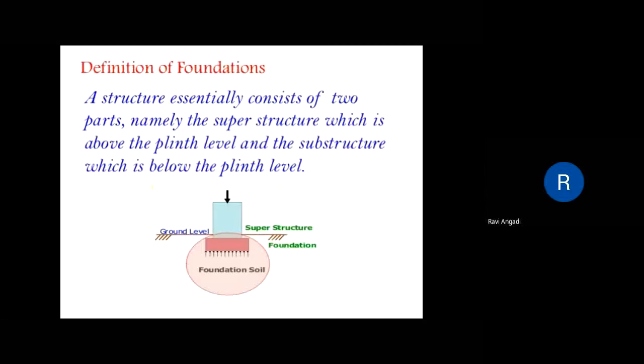So let us begin with the foundation definitions. Already I defined in the bearing capacity chapter what we mean by foundation and what the contents of the foundation are. As you all know, whatever structure comes above the ground is called the superstructure, and below the ground it is called the substructure or the foundation. Then for the foundation there will be a foundation soil. A structure essentially consists of two parts, namely the superstructure, which is above the plinth level, and the substructure, which is below the plinth level.